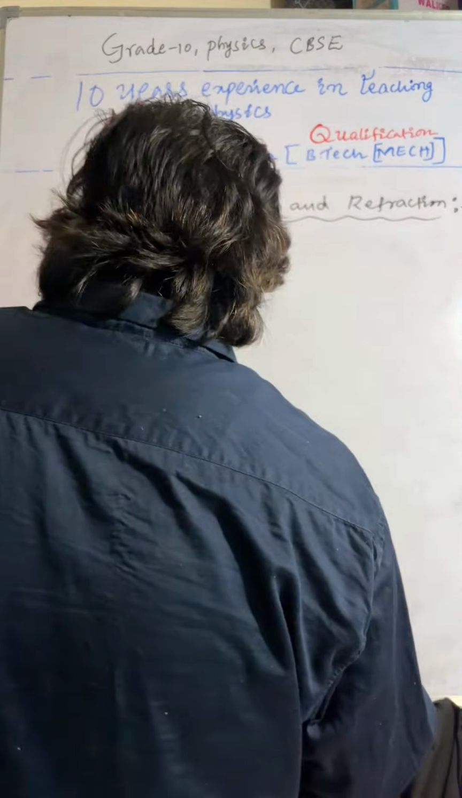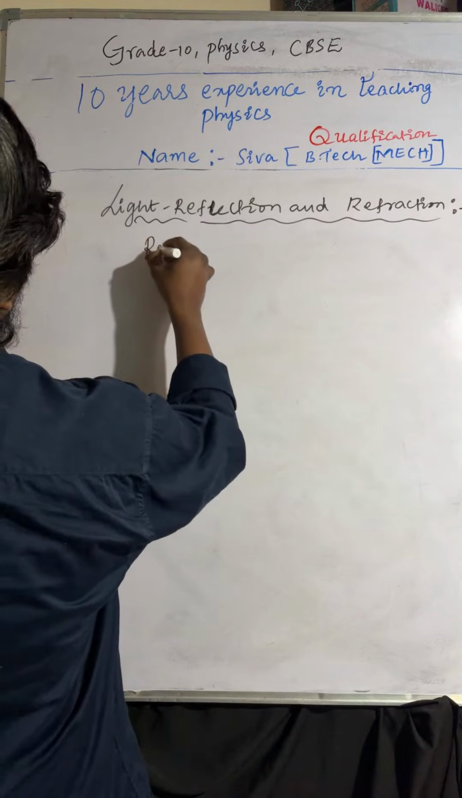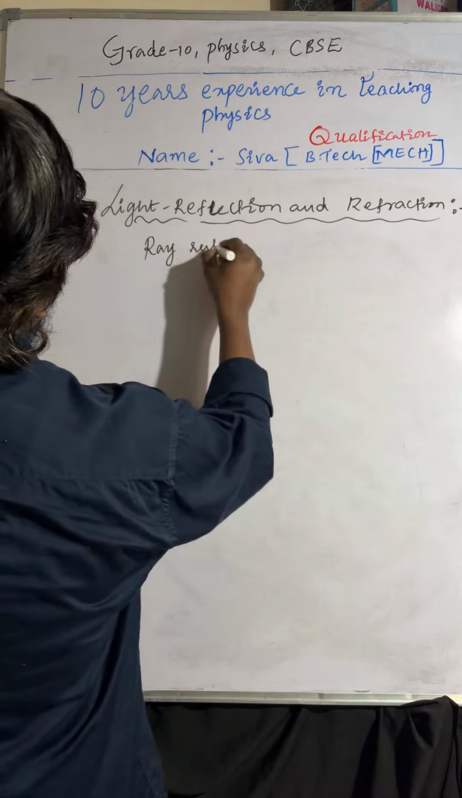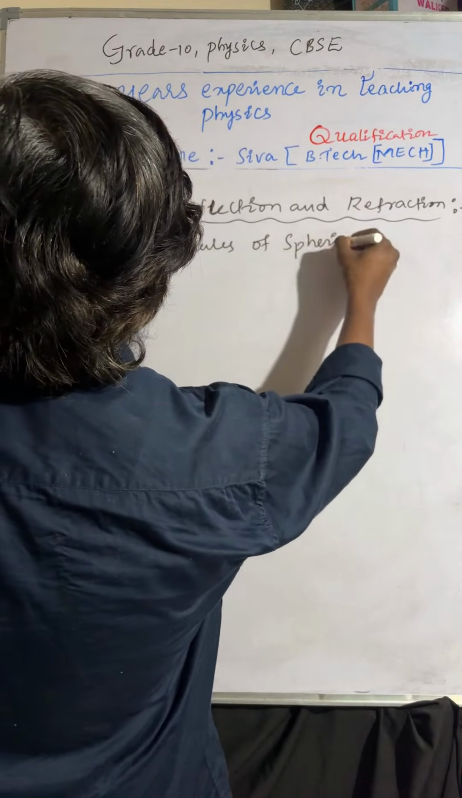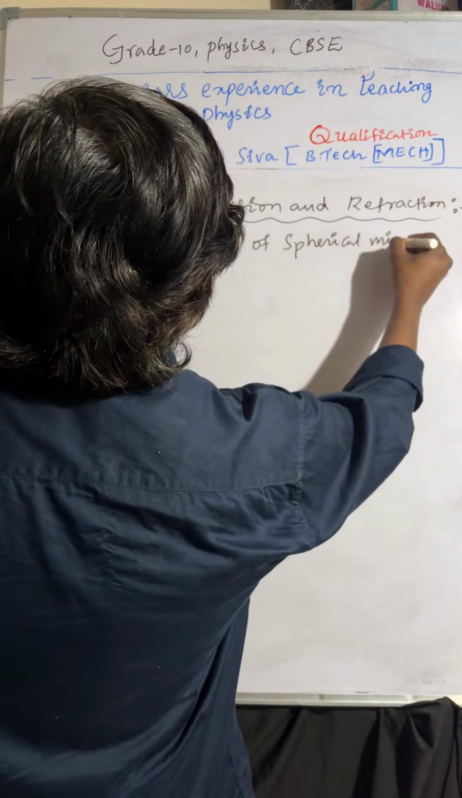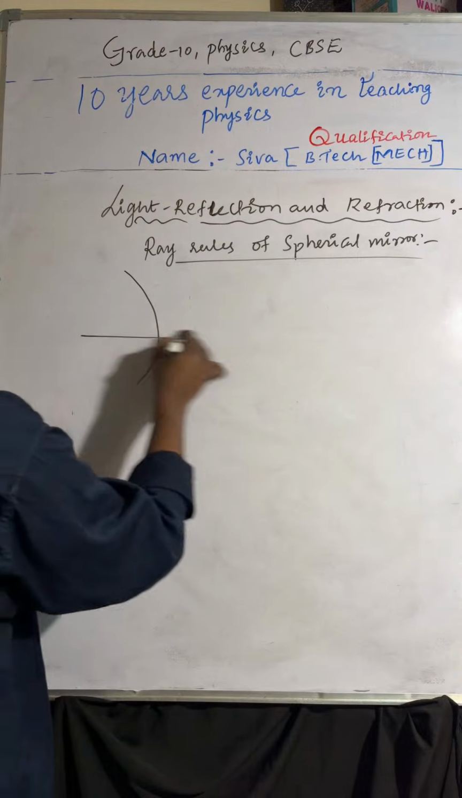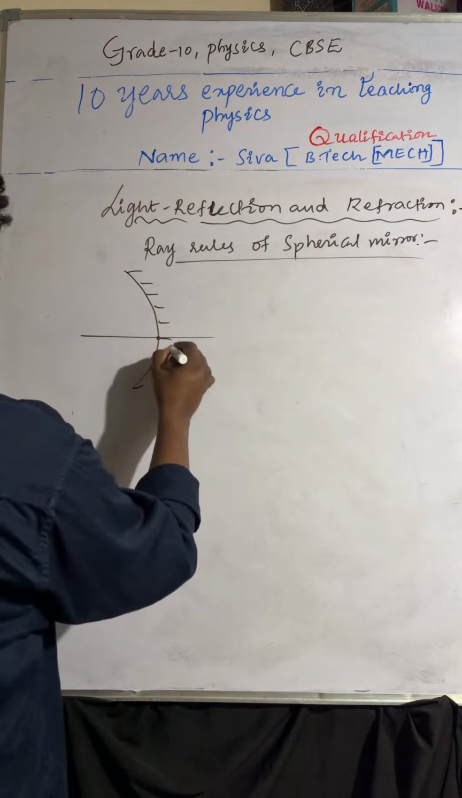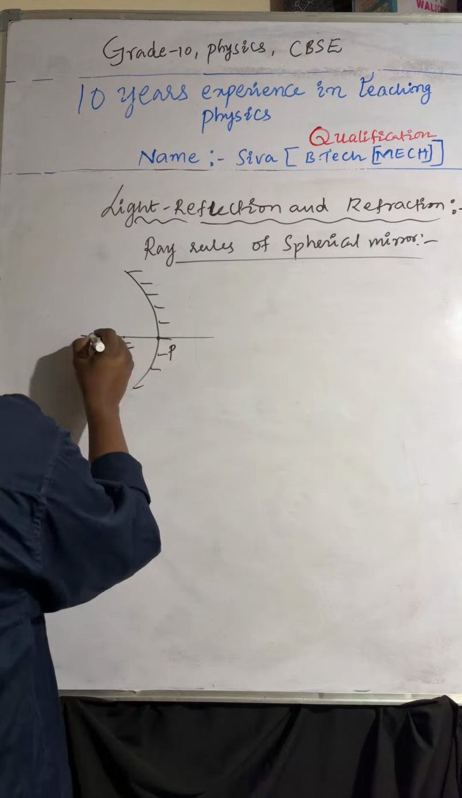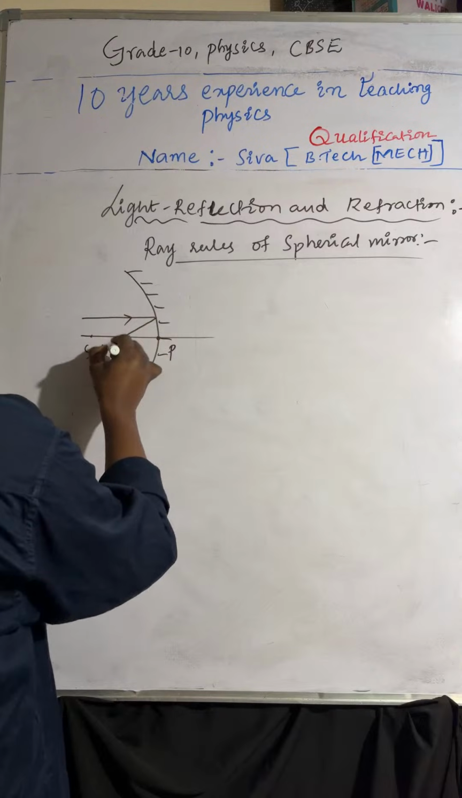Coming to the next one, ray rules of spherical mirror. Understood or not? I am taking the concave mirror. This is a concave mirror. Pole, focus, center of curvature. Point number 1: the light ray is coming from infinity, and after reflection it passes through the focus.